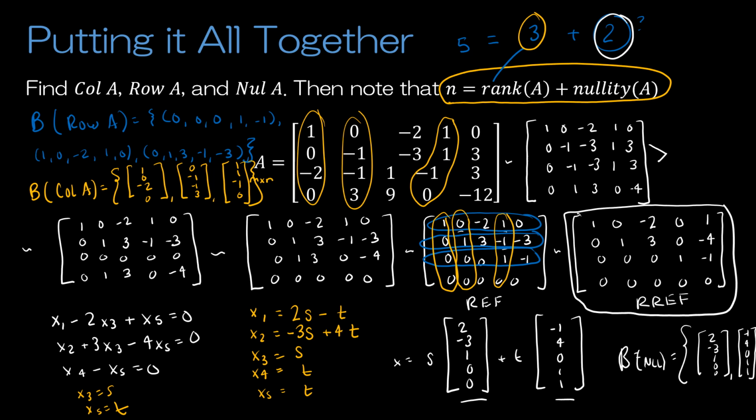Woo-wee! I can't believe we got it all on one page. Hopefully that all made sense to you. So we have the basis for the row space, the basis for the column space, the basis for the null space, which is the group of vectors that we can multiply by any scalar multiples to come up with any vector that's in the row space, column space, or null space, respectively.